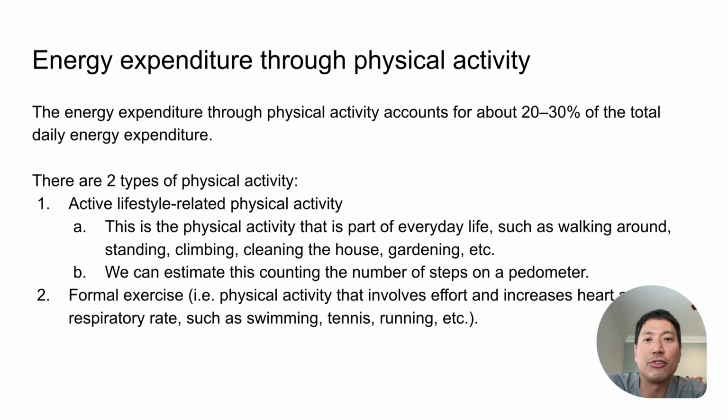All right, energy expenditure through physical activity. Physical activity accounts for 20 to 30% of the total daily energy expenditure. There are two kinds of physical activity. One, you have active lifestyle related physical activity, and this is not exercise. This is just everyday life, walking around, standing, climbing the stairs at work or at home, cleaning the house, gardening. I mean, basically stuff where you're doing the opposite of sitting, but it is something that we count separately.